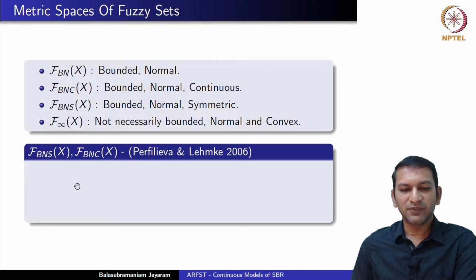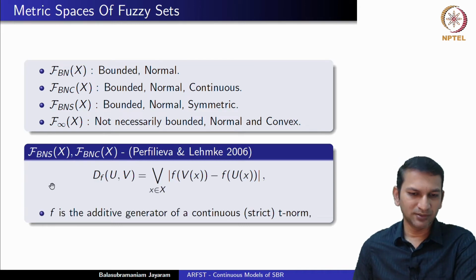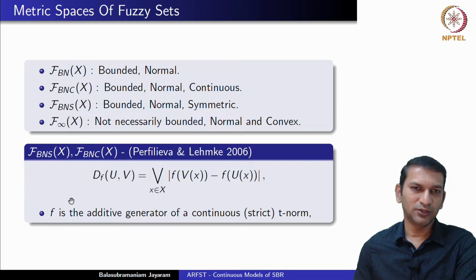So now we have seen this particular metric in the previous lecture that was proposed or defined by Pavliev and Lemke in their earlier work, 2006 work. We know that this is a metric on the space of all fuzzy sets, and in fact specifically on the space of all bounded normal, symmetric or continuous fuzzy sets, it has some interesting properties too. Of course, note that this f is the additive generator of a continuous T-norm, not necessarily strict. It could also be generalized to the case of non-strict or nilpotent T-norms. But yesterday, for convenience sake, we have seen it coming from the strict T-norm generators.